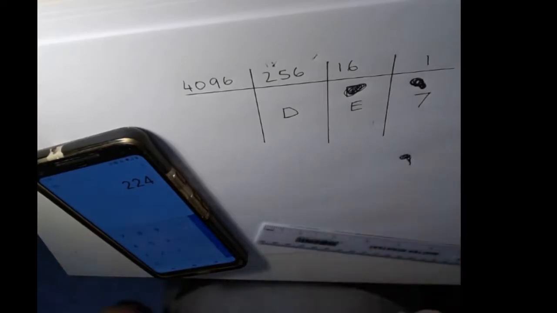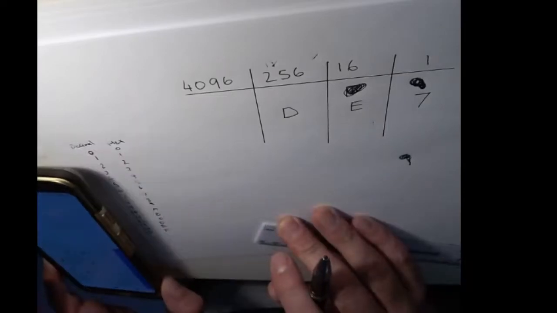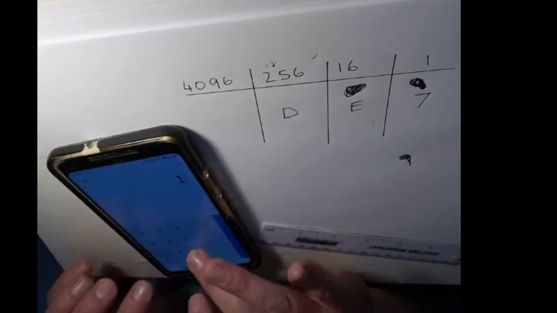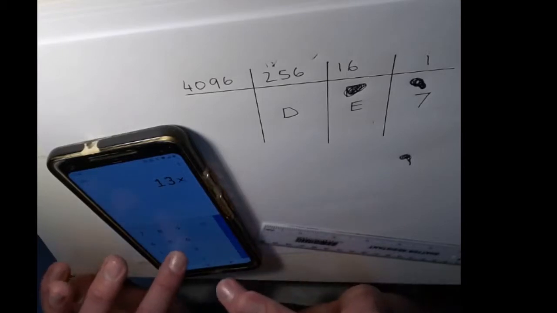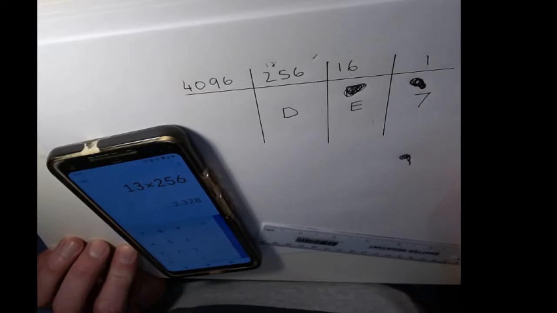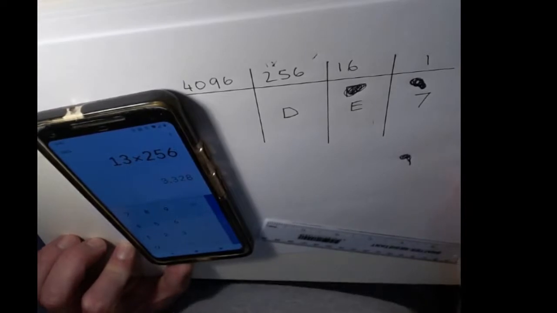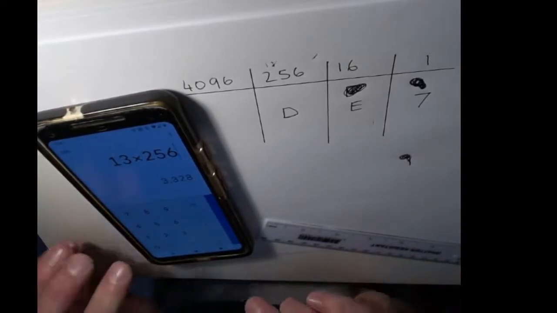And then we've also got in our 256 column a D. If we look, that is 13. So 13 times 256 is 3,328.